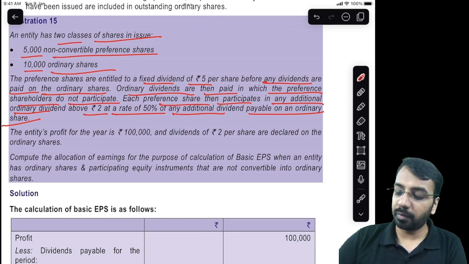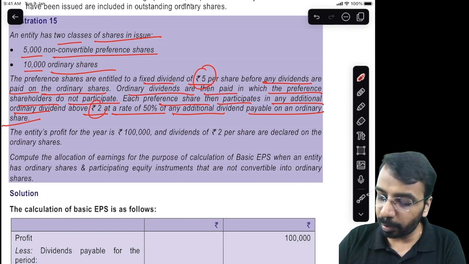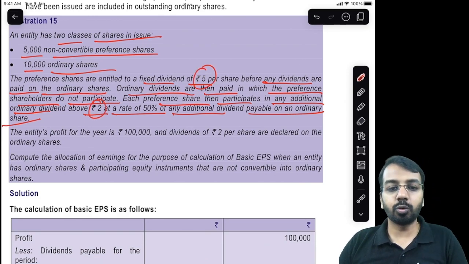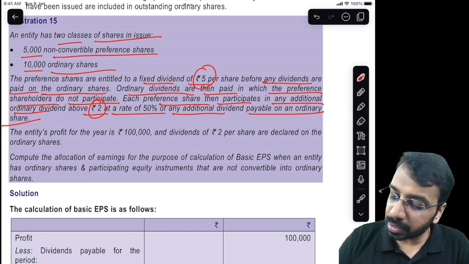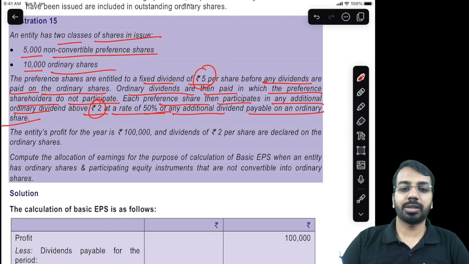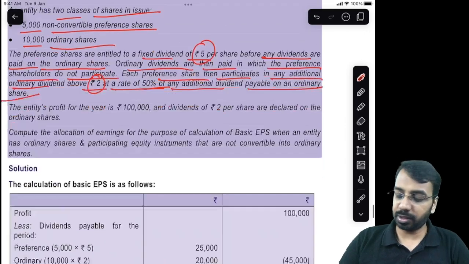So what does that mean? First you have to pay 5, then above 2. So whenever you are paying it to the ordinary shareholders, after 2, 50% has to be paid to the preference shares. 50% will be paid to the preference shares.